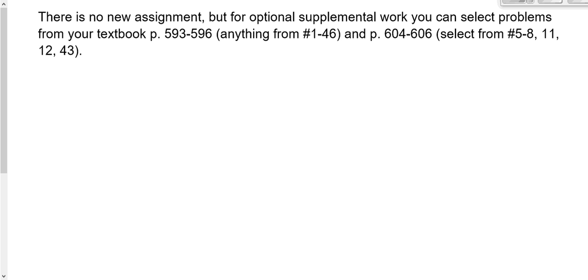And then I've also posted those pages on Google Classroom and the answers from the book in case you don't have a book.